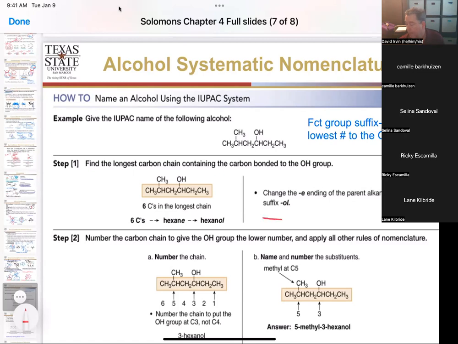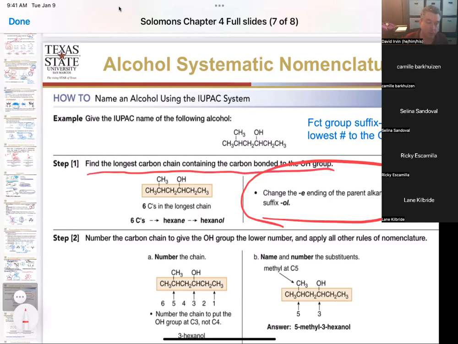So that's the big thing we're going to start doing now: we're going to look at all the parts of the name. Remember, we have a prefix, we have an infix, we have a suffix, and we have the number of carbons in our system. So we're going to look at all 4 of those things to figure out what we have. Okay, so in this case here, the first thing we want to look for is the longest chain containing the functional group.